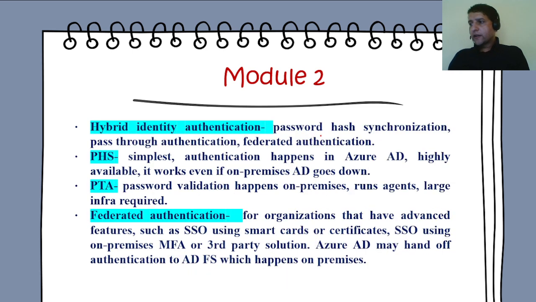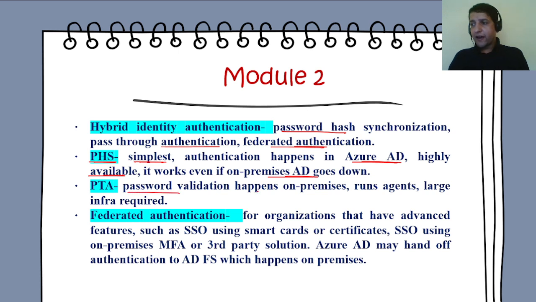Hybrid identity authentication. Here, what are the options we have? We have password hash synchronization, pass-through authentication, or federated authentication. Now let's see what's the difference. PHS is the simplest. Authentication happens in Azure AD. It is highly available. It works even if on-prem AD goes down. So please remember about PHS all these keywords.